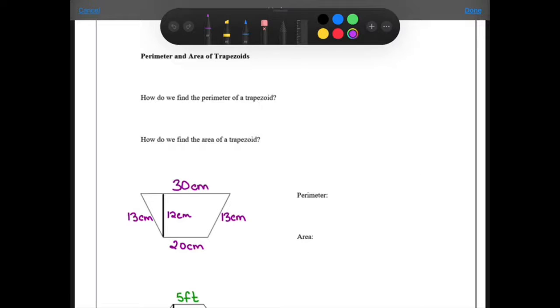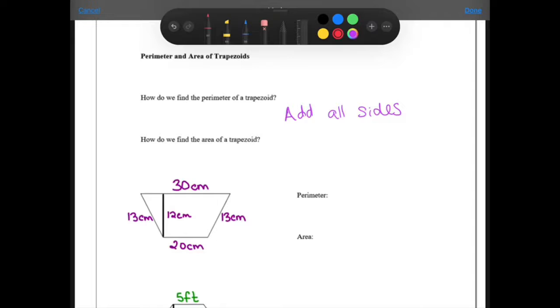This has not changed. Once again, it is simply add all sides. Every time, that's what we're going to have. Alright, for any polygons, anytime we're working with straight sides, that's what we're going to be using. Alright, so how do we find the area of a trapezoid?